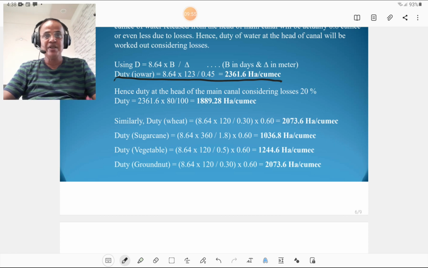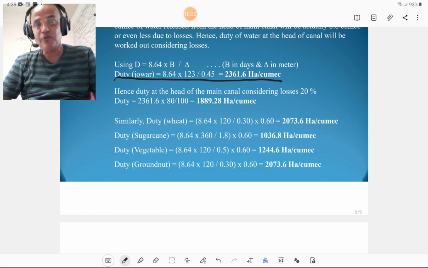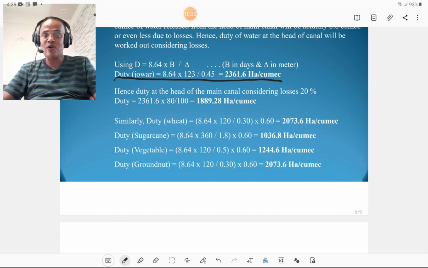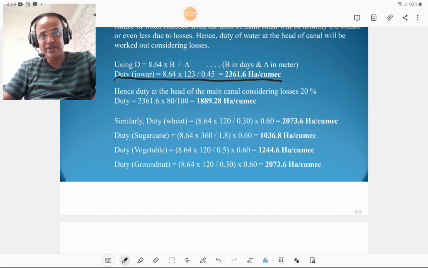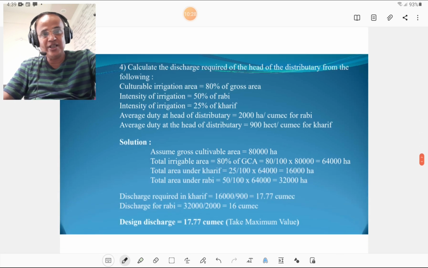Accordingly, by using the relation duty is equal to 8.64 B upon delta, or delta is equal to 8.64 B upon duty, we have to calculate the other or unknown terms. But you must remember that the duty is in hectare per cumex, and that B, the base period, is the number of days, and delta, that is depth of water required to bring the crop to maturity, is in meter. So we have to convert it into centimeter.